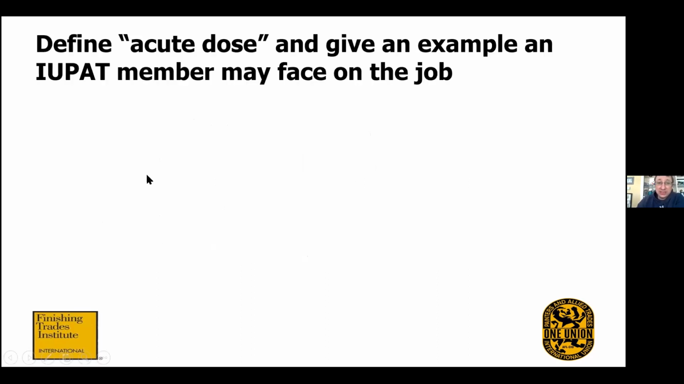Define acute dose and give an example an IPAT member may face on a job. So you said what acute is. How about an example that you think one of our members might experience on a job? The XRF gun we were talking about yesterday. Good. Yep. Good. Any other examples?